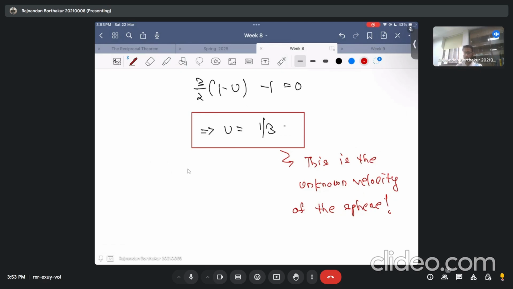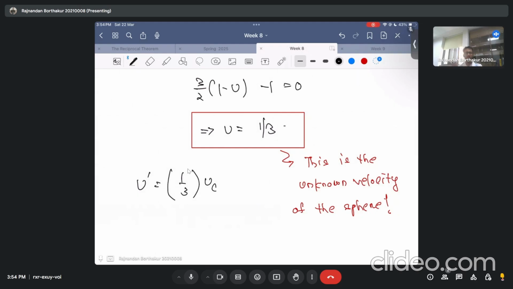And this finishes the discussions on creeping flow. We have solved an extensive problem which involves using the hydrodynamic force-free condition, then equating the constant C1 equal to 0 to get the unknown velocity of the sphere, which is equal to 1/3. If you write it dimensionally, your dimensional velocity is equal to 1/3 of the characteristic velocity, which is uc.